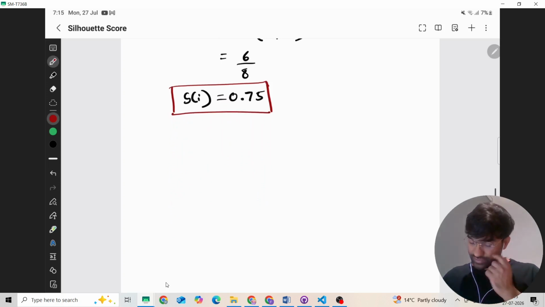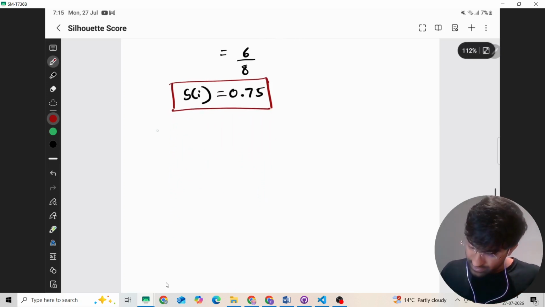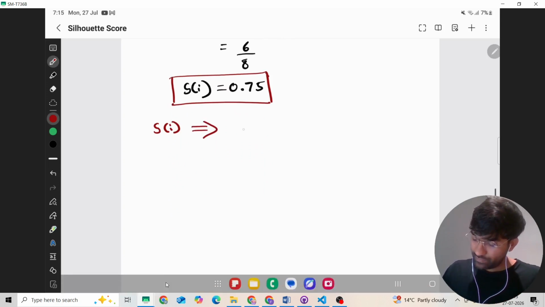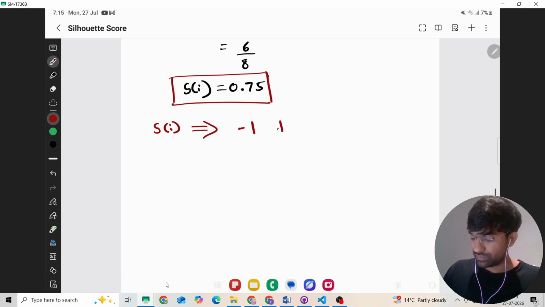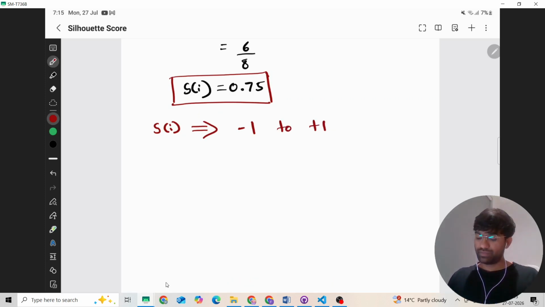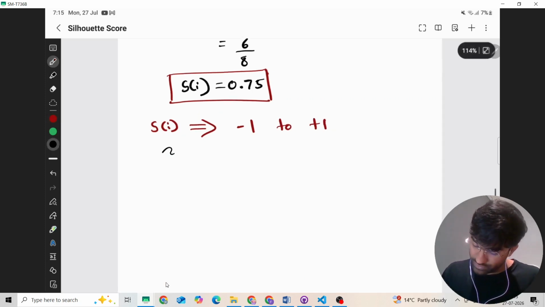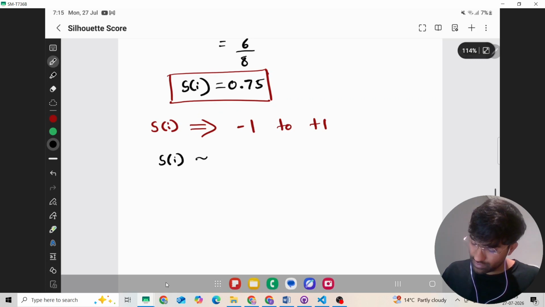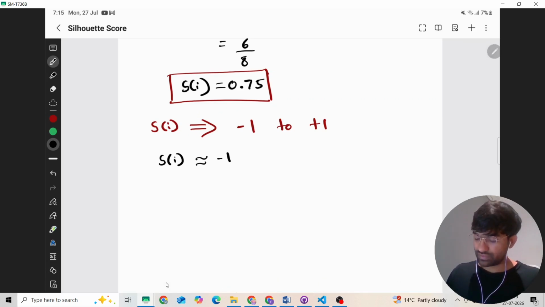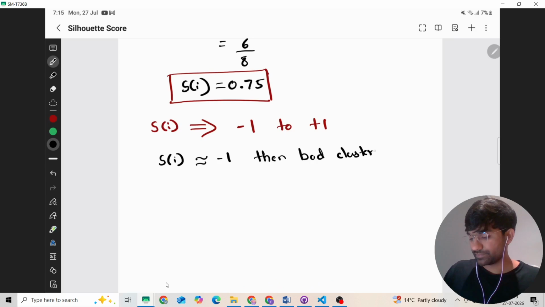What is the scale of the Silhouette score? The Silhouette score should be between -1 to +1. If the Silhouette score is approximately -1, then it is a bad clustering.